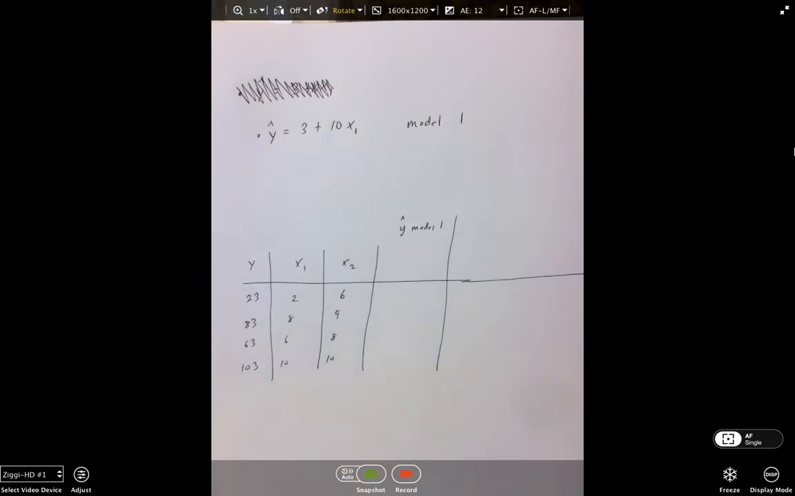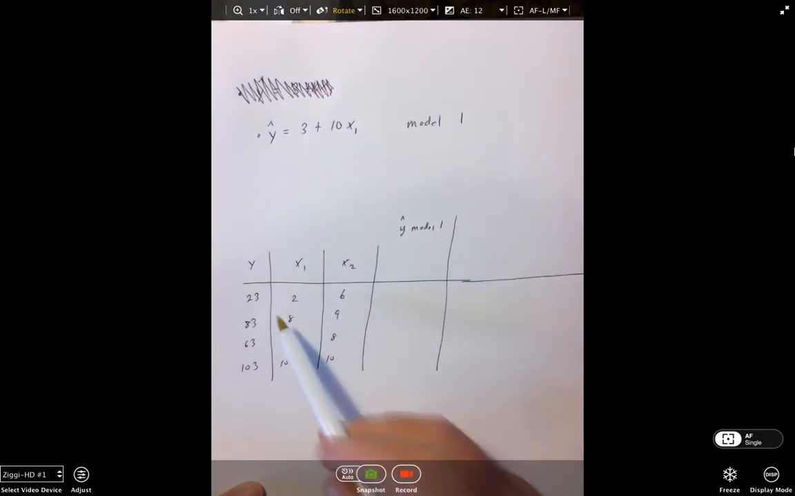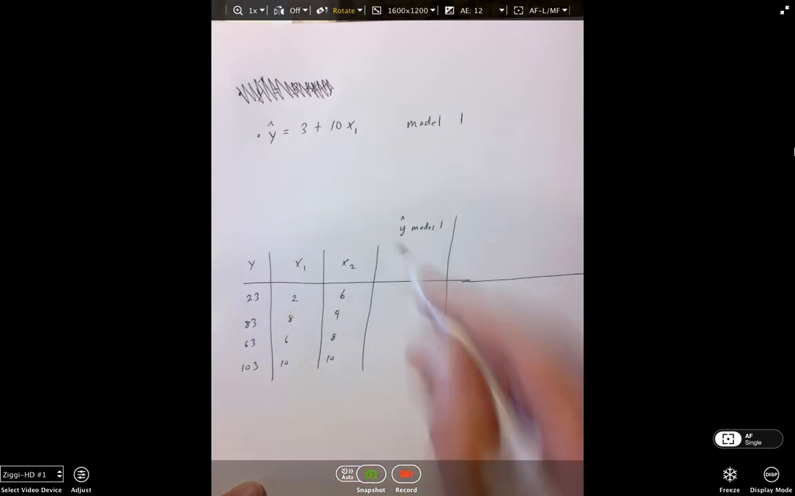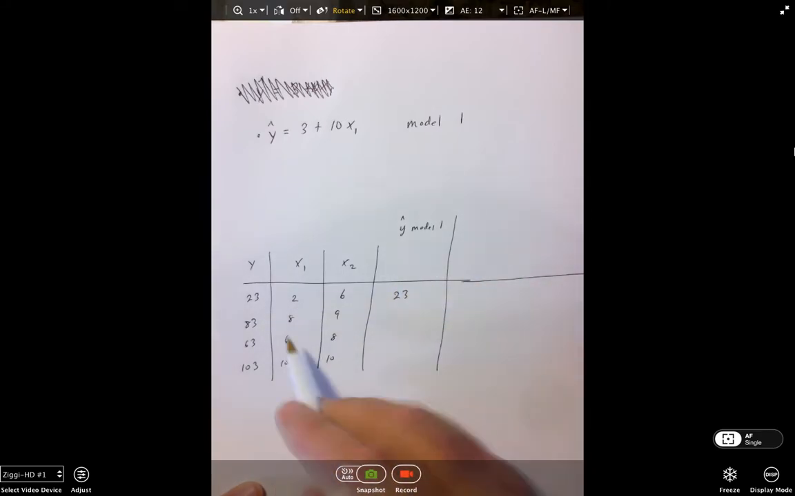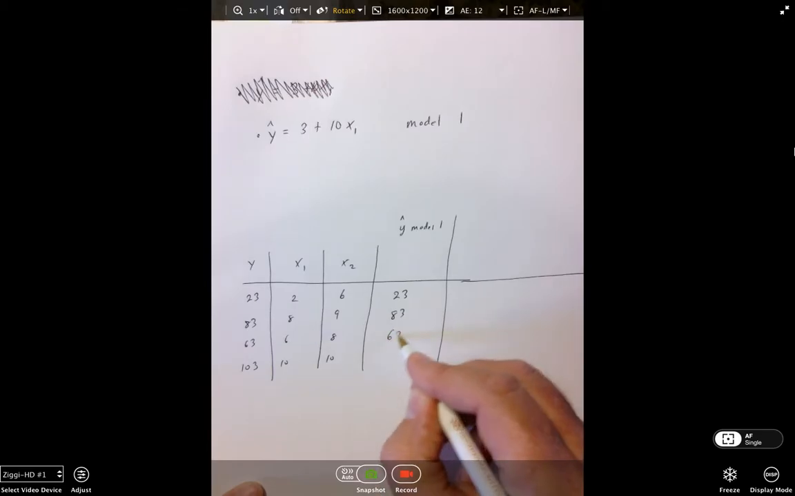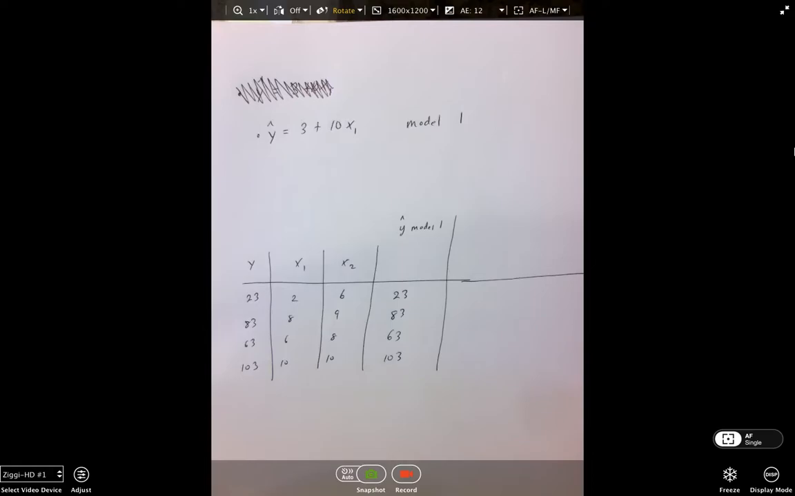All right, so this model up here, model 1, says that we really don't even need to think about x2. We just multiply x1 by 10 and add 3. If we take x1 and multiply by 10, add 3, we get 23. And 8 multiplied by 10 gives us 83. And this gives us 63. And this gives us 103. And what we end up getting is a perfect model.